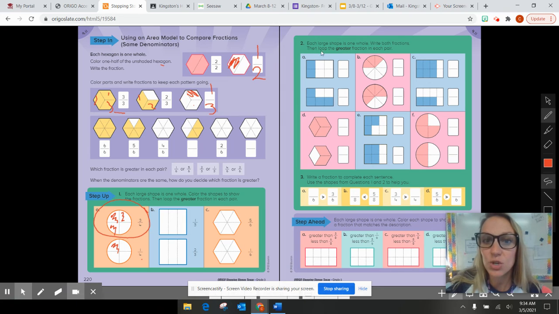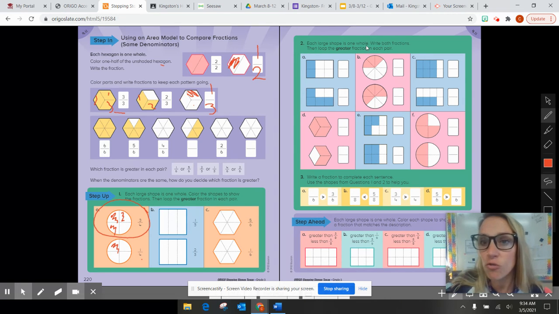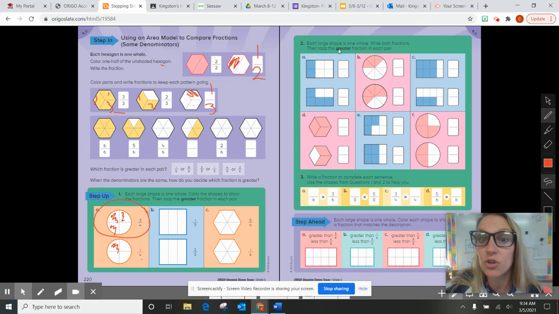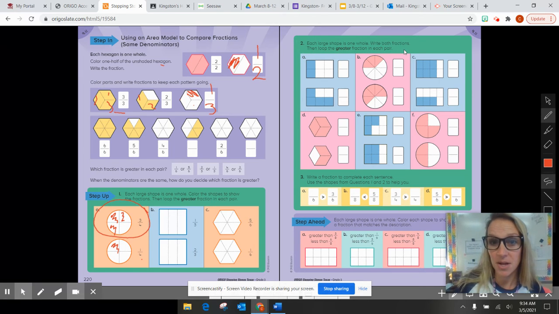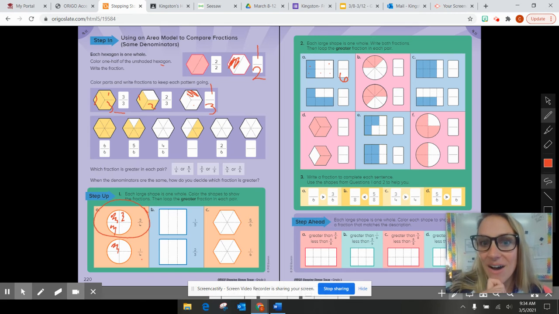All right, let's bounce to 2A over here and let's see what we're going to work on. Each large shape is one whole. Okay, so it's one whole and they must have broken it into parts. Write both fractions, then loop the greater fraction in each pair. Okay, so 1, 2, 3, 4, 5, 6. I have 6 total parts to make a whole. Now, how many boxes are shaded in? 1, 2. Okay, so 2 out of the 6 boxes are shaded in.